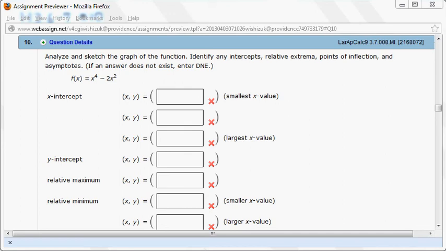Okay, let's look at homework 3.6, 3.7, number 10. We want to sketch the graph of f of x, which is x to the fourth minus 2x squared. So let's do that. First, we're going to find the x-intercepts and y-intercept.